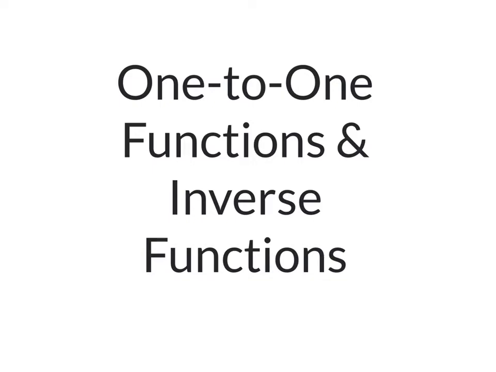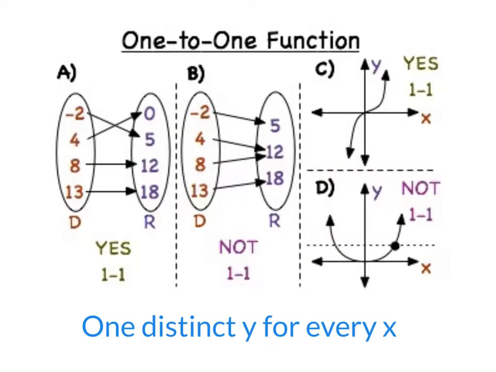In this video, we're going to talk about one-to-one functions and inverse functions. The definition of a one-to-one function is all in its name. It means that there's one distinct y or output for every x that you have. So if I was to look at a domain and range kind of graph like these two here, I have one distinct y for every single x that I have, so that's a one-to-one function.